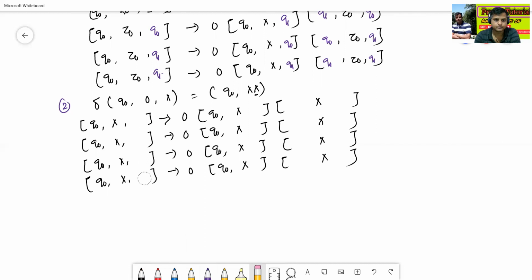Now we'll put the Q0X, then Q0X, then X here. If I put Q0 here, Q0, Q1, Q1. So this one must be Q0, Q0, Q1, Q1. So if it is Q0, it is Q1. If it is Q0, if it is Q1. If it is Q0, Q1, Q0, Q1.